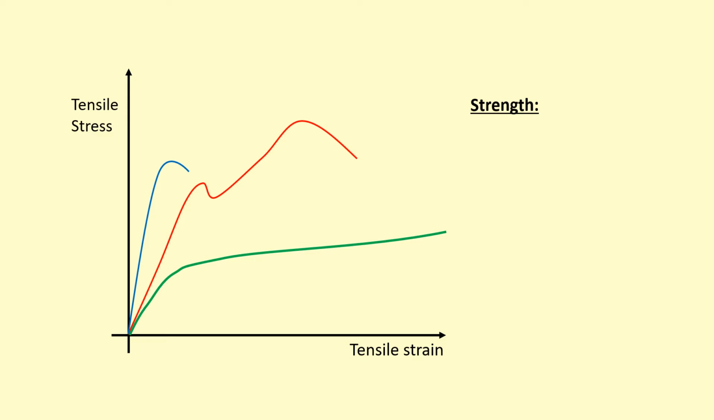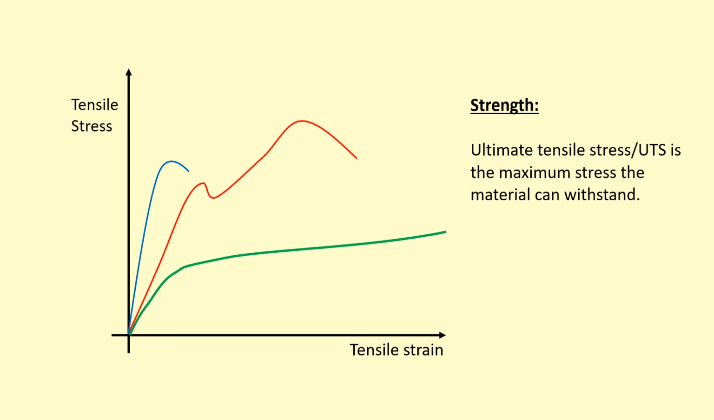Now we've got the stress strain graph for a bunch of different materials, and we want to compare which one is the strongest. Okay, the strength. And that depends on the ultimate tensile stress, also known as the UTS, which is the maximum stress a material can withstand. So we need to look at which one's got the largest stress on the y-axis there.